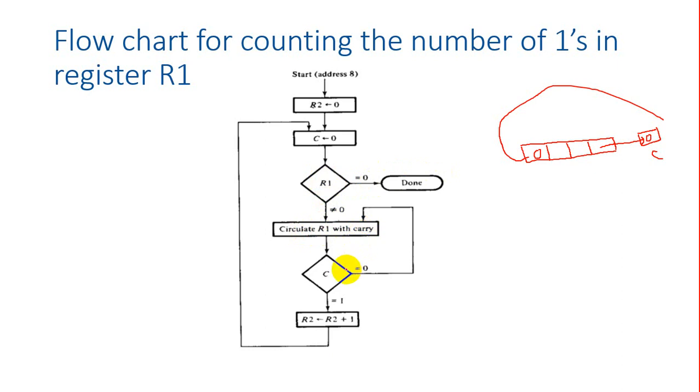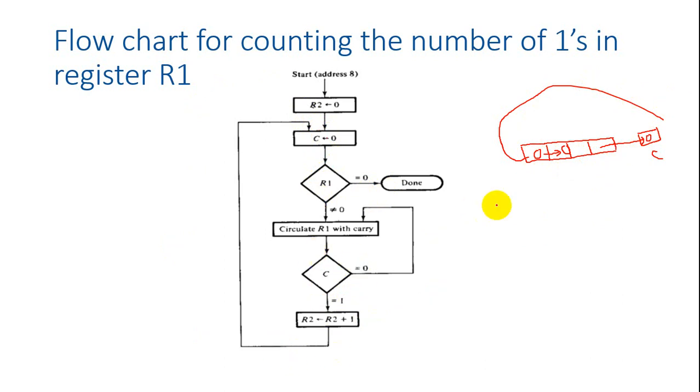Now again the carry was 0, so this 0 will go over here, and another 0 will come over here. Again, the bit you have taken on the carry bit, if it is 1, you increment R2 by 1, and again keep the same process. Get the carry bit, check register R1. If it is 0, the job is done. If it is not 0, keep on circulating.